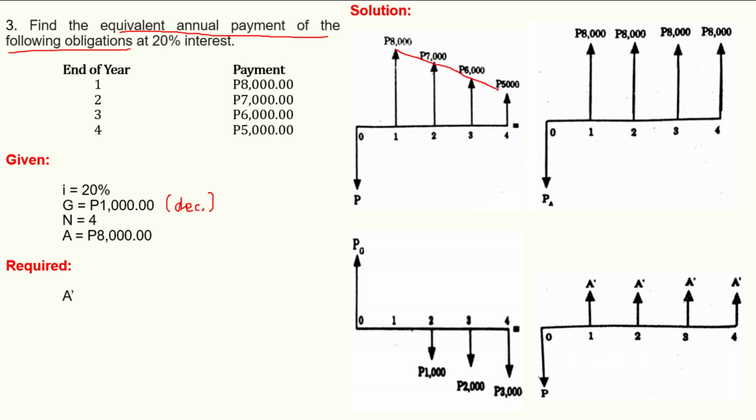Straight line yan dapat. Pababa ang value. Pag pataas, ganun yung diagram niya. Pag ganyan siya, straight line ang arithmetic gradient. Okay? So, solve na natin.